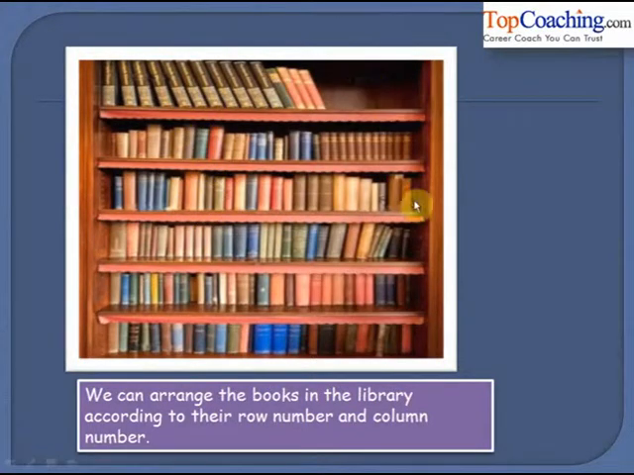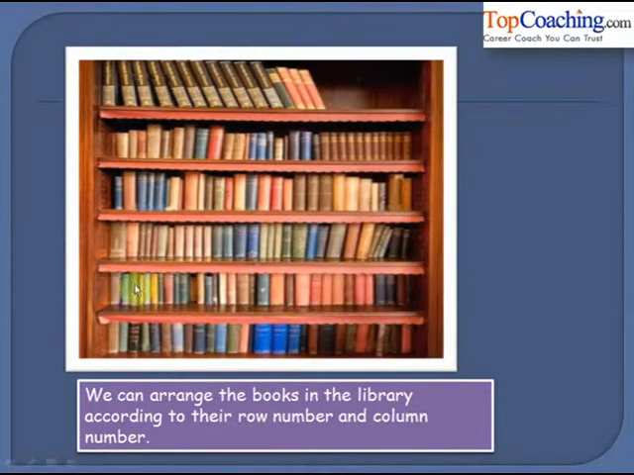Now let us say that this is a shelf in the library. If I want to know the position of this book in the shelf, how can I describe the position of this very edition of the book? For that, the required information would be that this book is in the first row and it is fourth from the left. Or you can say that the row number of this book is 1 and the column number of this book is 4. So these two pieces of information give us the exact position of this book.